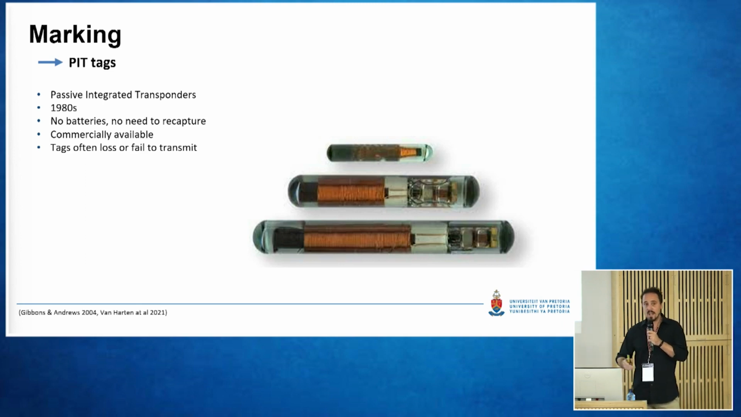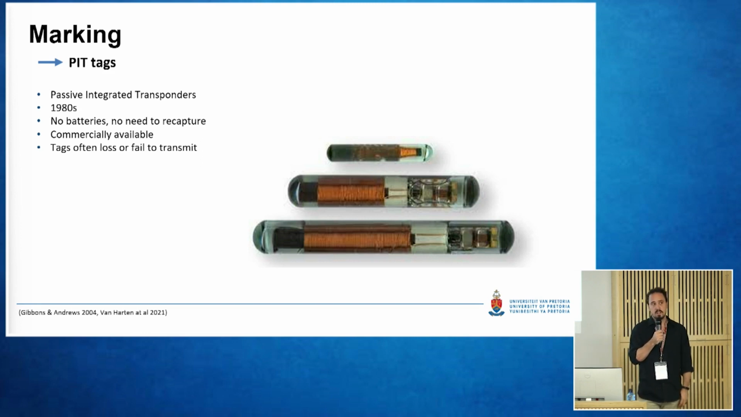So back in the 1980s then, they started using PIT tags. Now PIT tag is just a passive integrated transponder. It's basically a barcode. It's called passive because you don't need batteries or anything like that. As I said, it's a barcode that you can scan, and it gives you a unique ID code. And they are commercially available. With these, there's actually also no need to recapture the animal because you get devices, which I'll show in a little bit, which allows you to read this tag without having the bat in hand.